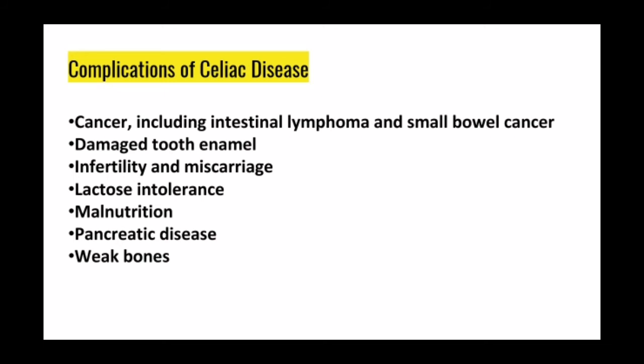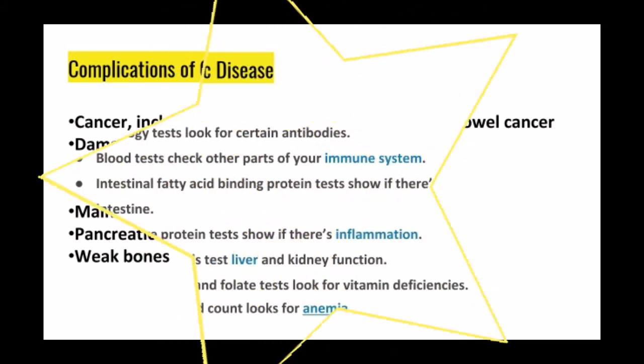Celiac disease results in lactose intolerance. The patient won't be able to digest lactose containing foods like milk, curd, etc. As you know, the digestion will be affected, absorption of nutrients will be reduced. It will then lead to malnutrition and weakness. Overall, the whole digestive system will be slowly affected, which will lead to damage of pancreas, which will lead to pancreatic disease. It will cause weakness in bones, which may lead to osteoporosis.